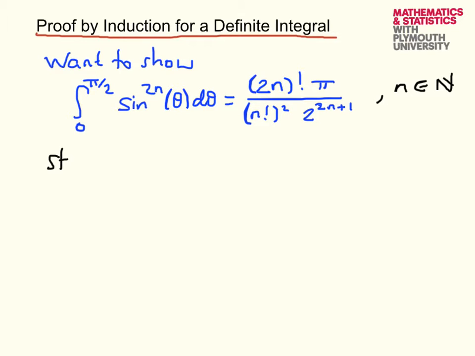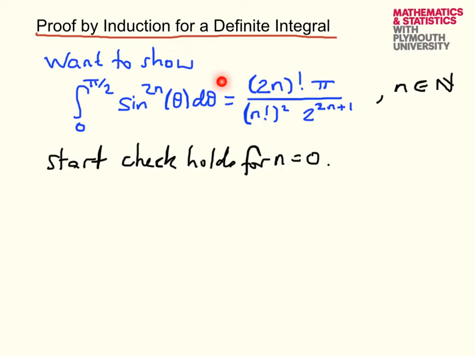So let's start by checking that this holds for n equal 0. And to do this, I'm going to introduce a little bit of notation back here. I'm going to label our integral, our statement, that this is equal to this. I'm going to say that I sub n is equal to this integral, and that it's equal to this.